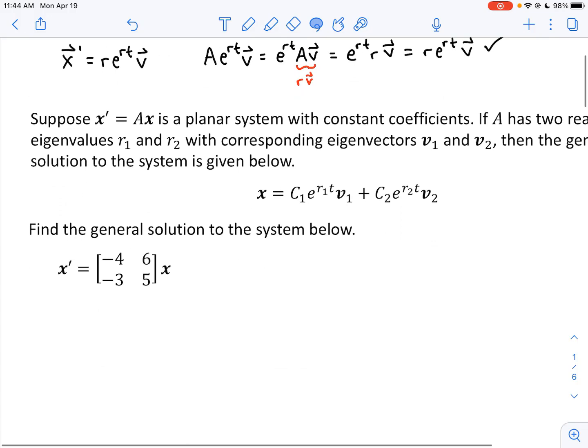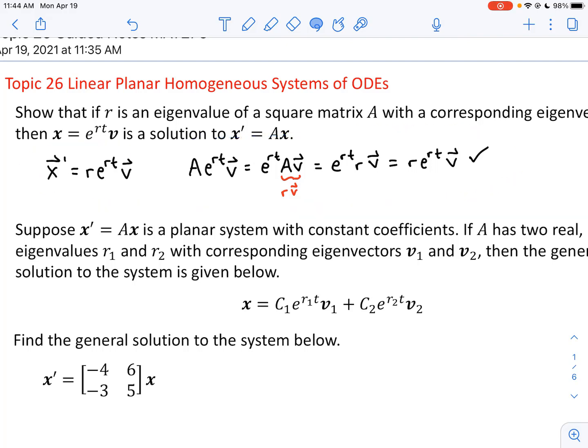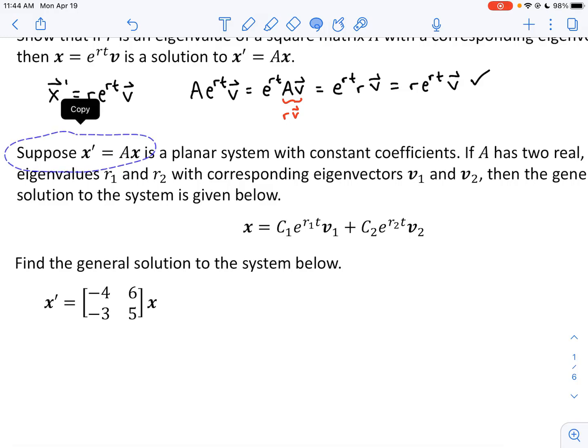Okay, and this was true, by the way, up here for any dimension system, 2 by 2, 3 by 3, etc. But now we're going to focus this topic mostly on planar. Planar systems are systems that are dimension 2. So suppose that x prime equals Ax is a planar system with constant coefficients. So it is homogeneous, it is linear, it is planar, dimension 2. So this x vector here just stands for x and y. It's a 2 by 1 vector. And also the matrix A has constant coefficients. So no t's in here, so this is going to be autonomous as well. So only constants in the matrix A.